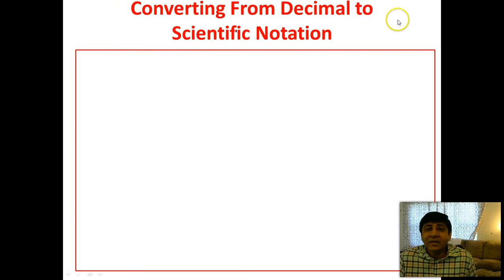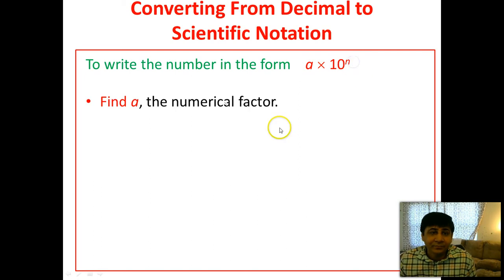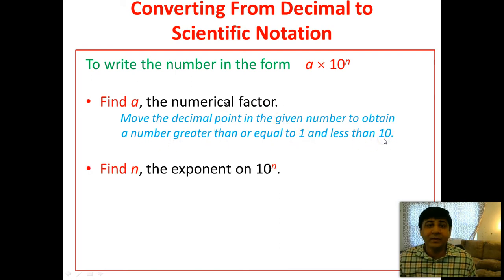Now let's move from decimal to scientific notation. A long number is given to you and we want to write it as a times 10 to the power n. We have to find a, we have to find n. a is the numeric factor, so move the decimal point in the given number to obtain a number greater than or equal to 1 and less than 10. And then find n, which is the exponent, which will go up there.